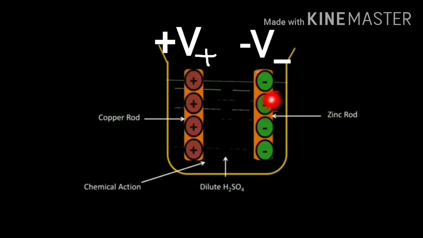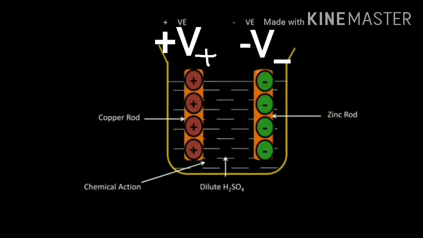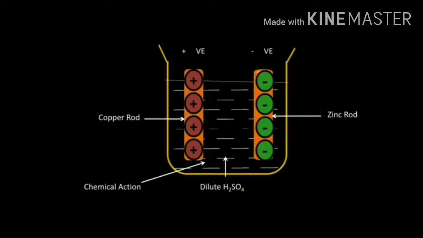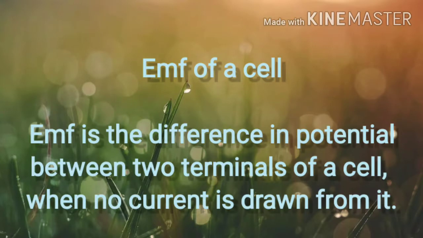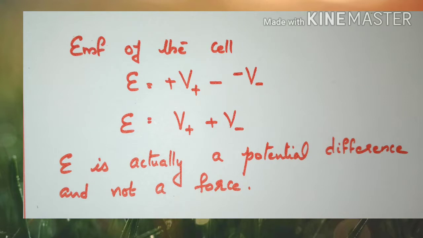Let V plus and V minus be the potentials of copper rod and zinc rod. Here, since no current is drawn from the cell, the difference in potential between the two terminals is called EMF of the cell. EMF of the cell is given by E equals V plus minus V minus. EMF is actually a potential difference. It is not a force.